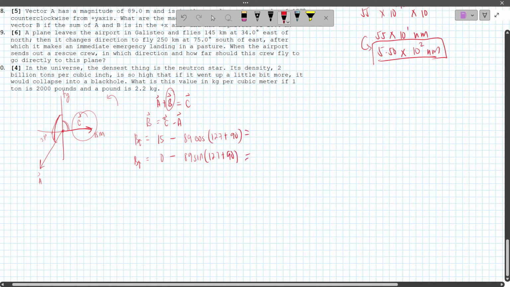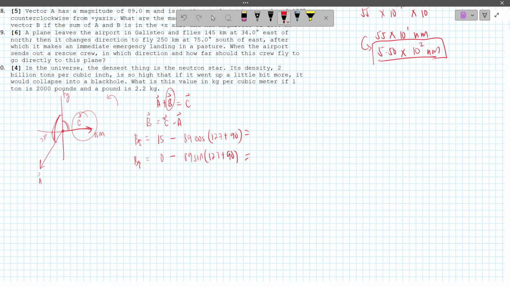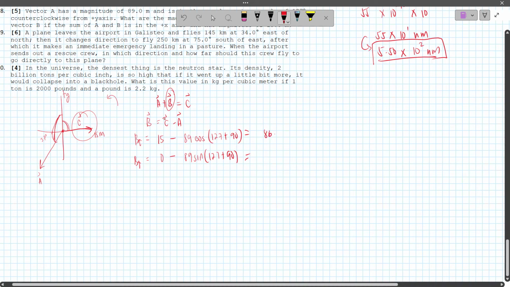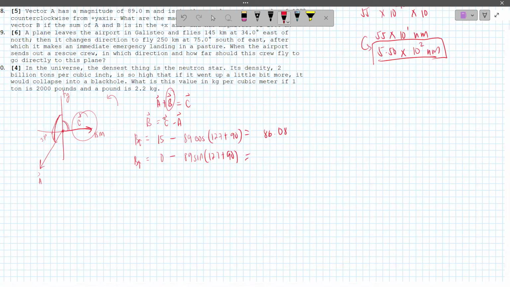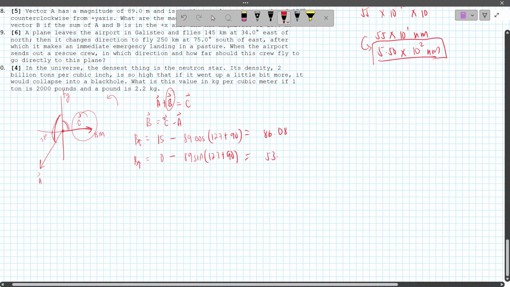So this will give me 15 minus 89 times cosine of 127 plus 90. And this gives me 86.08. And for Bj hat naman is negative 89 times sine of 127 plus 90. And this gives me 53.56. Now both positive. So this is east, this is north.